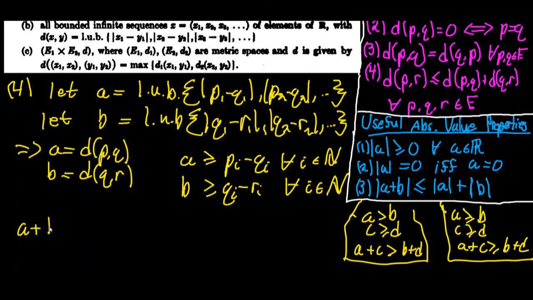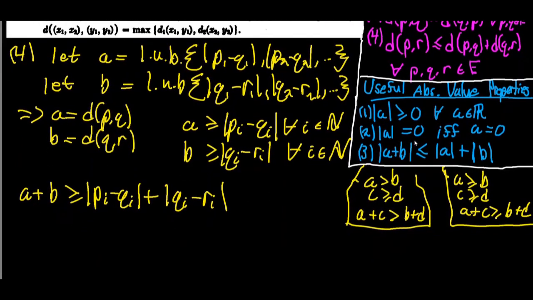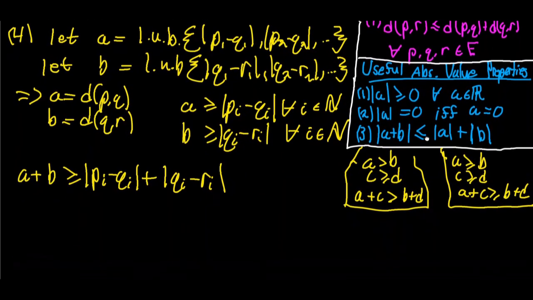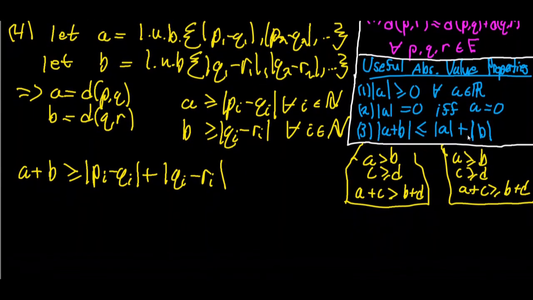So I can say A plus B is greater than or equal to the absolute value of Pi minus Qi plus the absolute value of Qi minus Ri, since these are elements of these two sets, respectively. But look at this absolute value property right here that we can apply: the absolute value of A plus the absolute value of B is greater than or equal to the absolute value of A plus B. So if we say that this is quote-unquote A and this is quote-unquote B, then we can say the following.